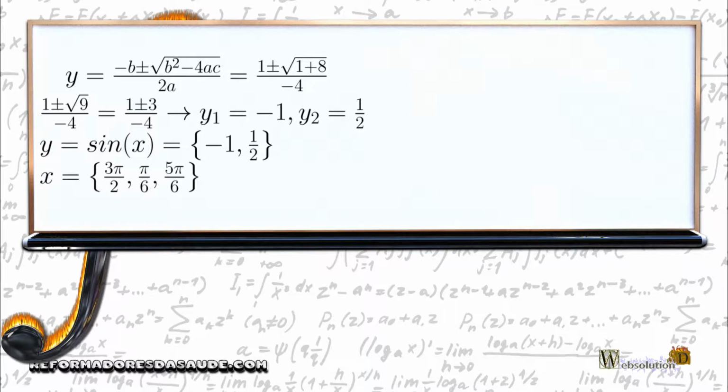For the value of -1 for the sine of x we have x as 3 pi over 2. But for the sine value of x equal to 1 over 2, we have two values, pi over 6 and 5 pi over 6.